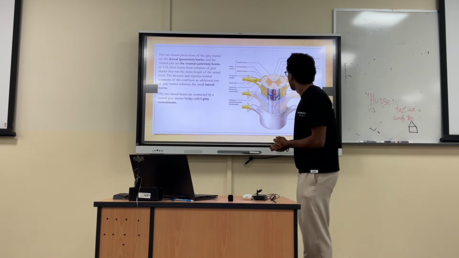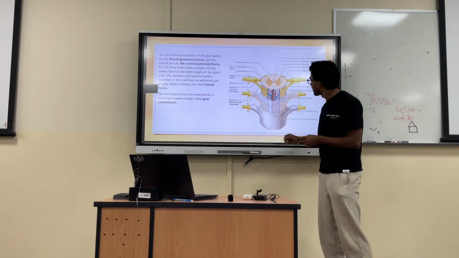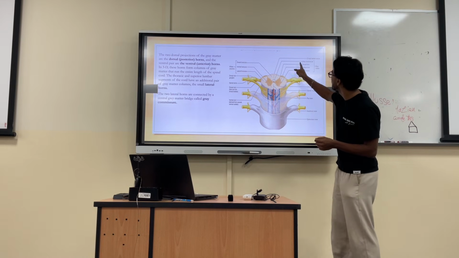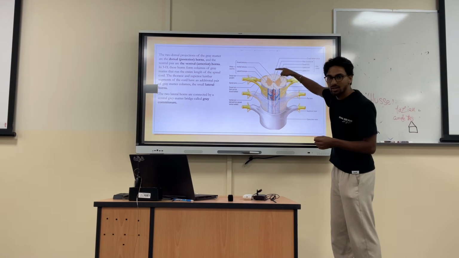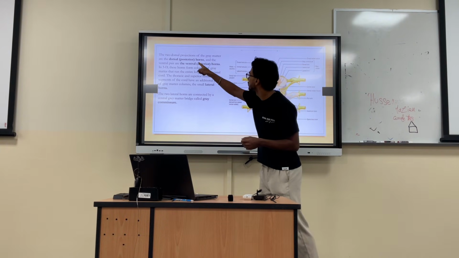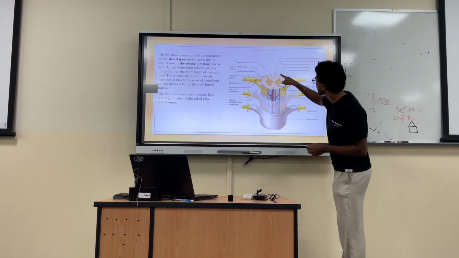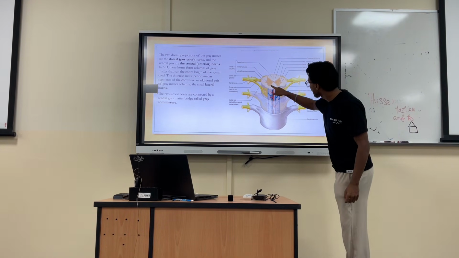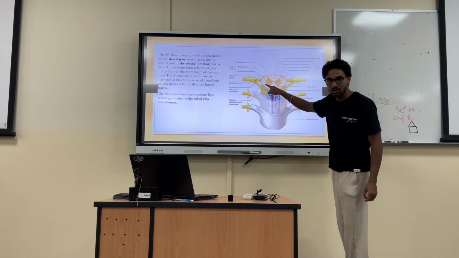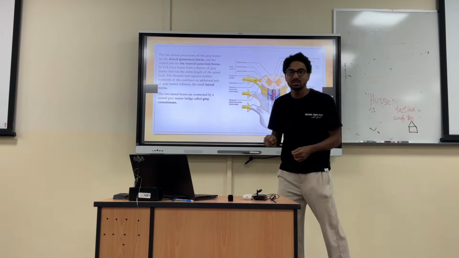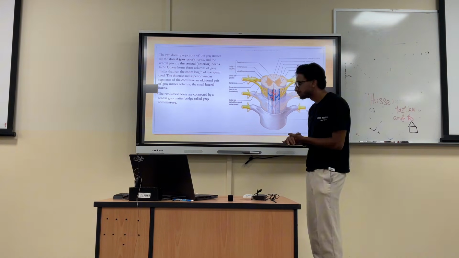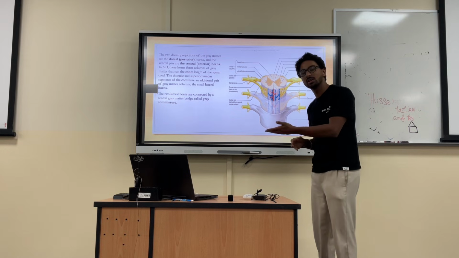Alright, now I want us to look at this picture. You can see the anterior fissure, and this is the median sulcus. Alright, the dorsal projections of the grey matter are the dorsal posterior horns. These are the dorsal posterior horns. These are the anterior horns. These are the lateral horns on the side. The lateral horns actually start from the thoracic level of the vertebral column, and they go down to the lumbar.